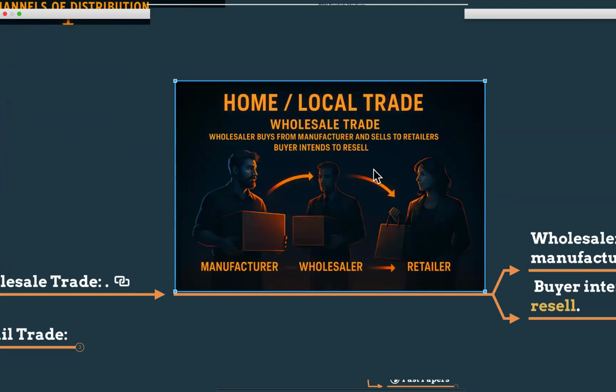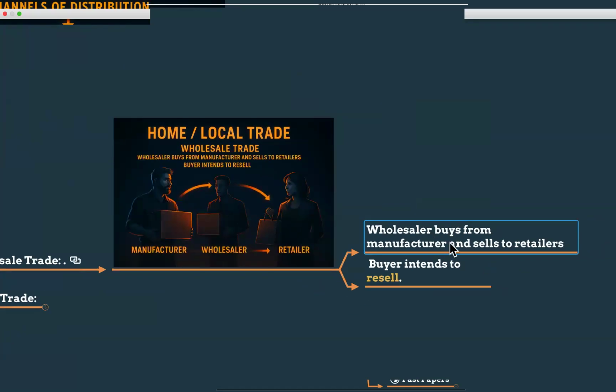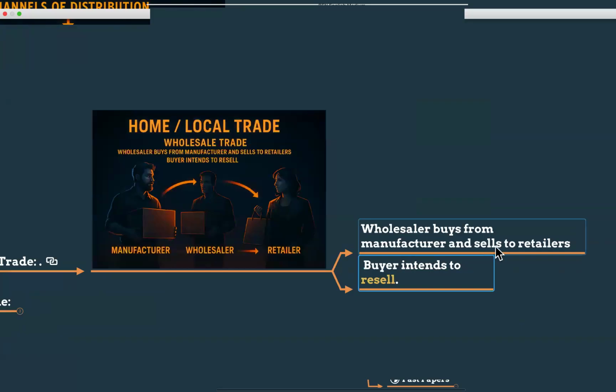So the buyer, meaning the wholesaler, intends to resell to the retailers, not to use it themselves. They are not buying for their own usage. So they will buy in large quantities and keep them in their custody. So the wholesaler buys from the manufacturers and sells to the retailers. The buyer intends, so the buyer in the sense I am mentioning here is the actual wholesaler, okay?